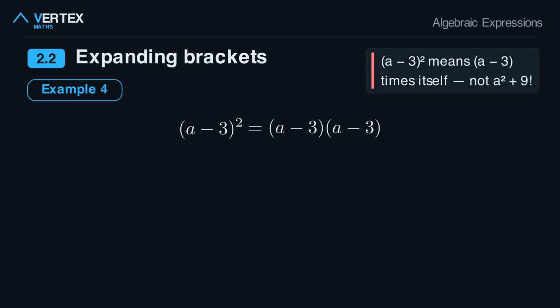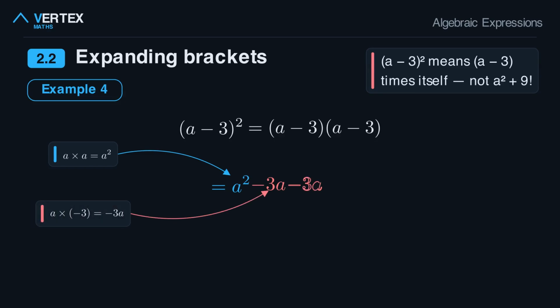Now expand exactly as before, every term in the first bracket times every term in the second. A times a is a squared. A times minus 3 is minus 3a. Minus 3 times a is another minus 3a. Minus 3 times minus 3, negative times negative, is positive 9. Always be careful with signs when negatives are involved.